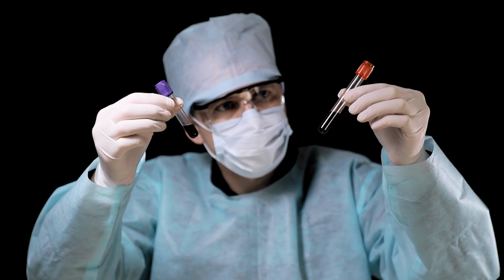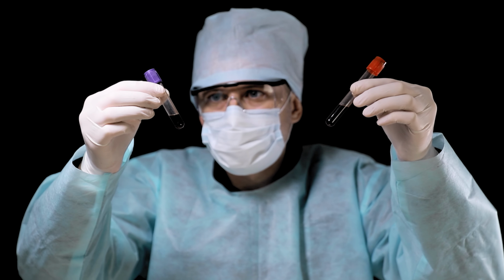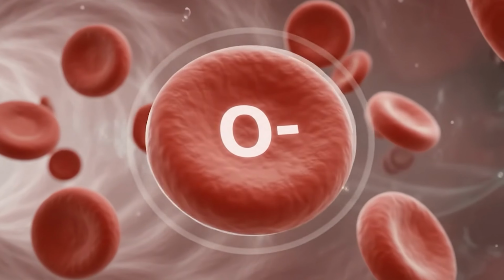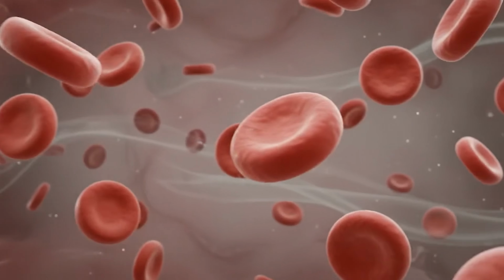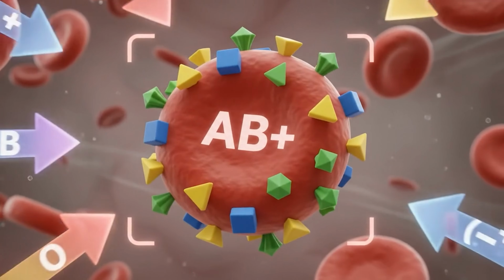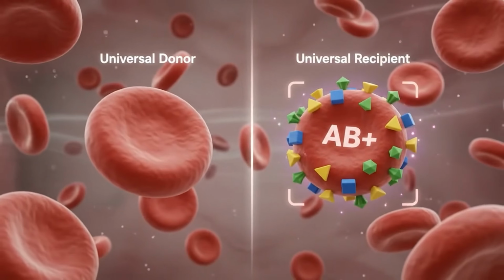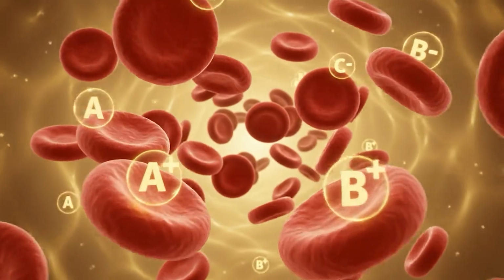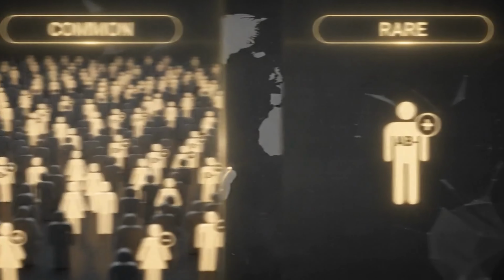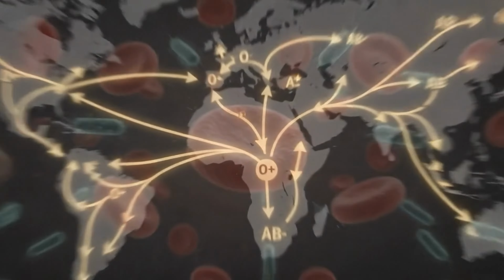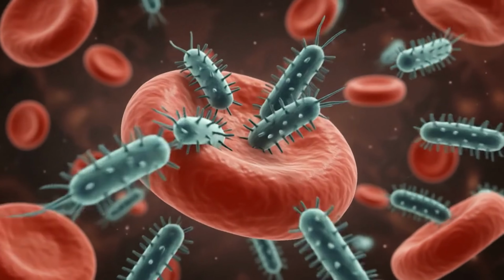So what makes one person's blood different from another's? Why can an O-negative person donate red blood cells to almost anyone, while an AB positive person can receive red blood cells from almost anyone? And why are some blood groups extremely common, while others are surprisingly rare? Today we're going inside one of the most fascinating systems in the human body, blood groups.